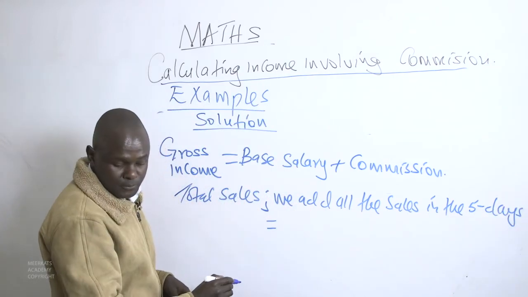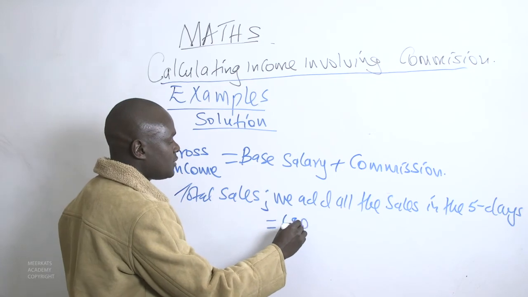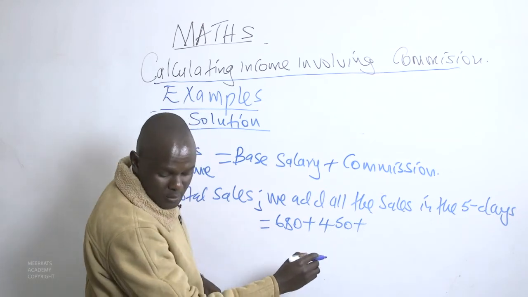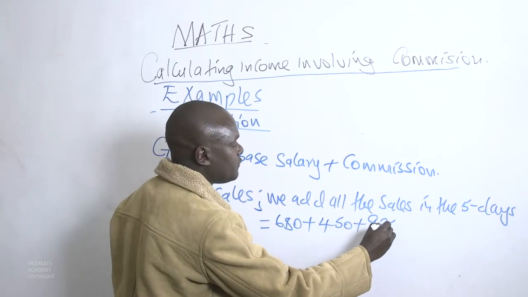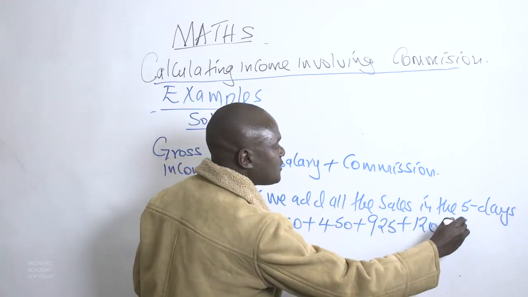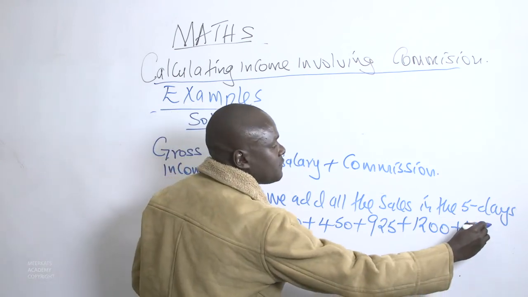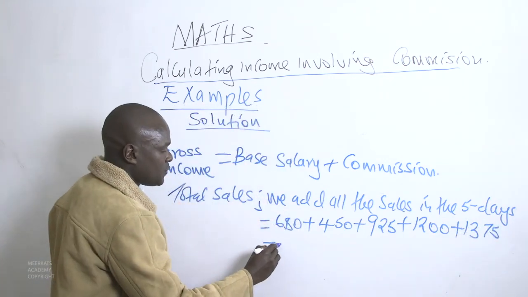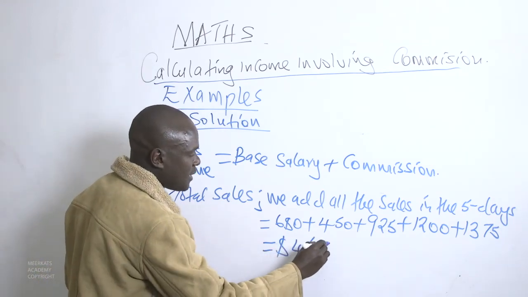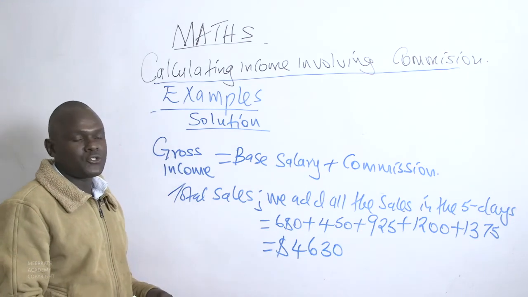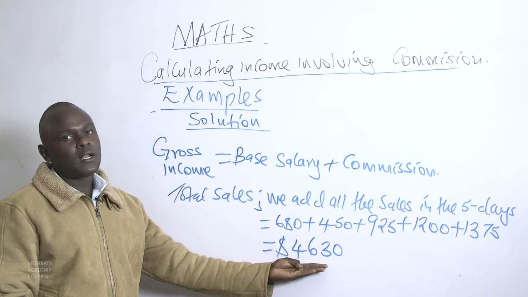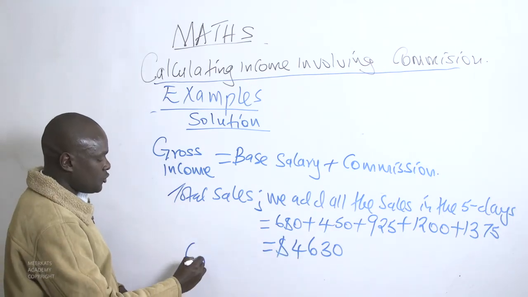This will be equal to $680 plus $450. Then we add on $925, $1,200, and lastly $1,375. This will give us a total of $4,630. These are the total sales. So we are going to calculate the commission based on this particular total sales.